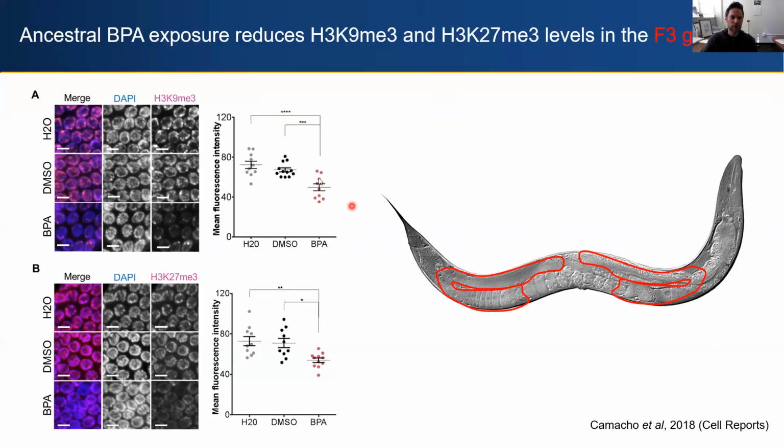And so what I'm showing you on these panels on the left here are the global levels by immunofluorescence of K9 and K27me3 in worms that were ancestrally exposed to BPA versus DMSO versus water. And if you look on the rightmost panels, you can see a dramatic decrease in K9-trimethyl and K27-trimethyl in these worms when they were ancestrally exposed to BPA.